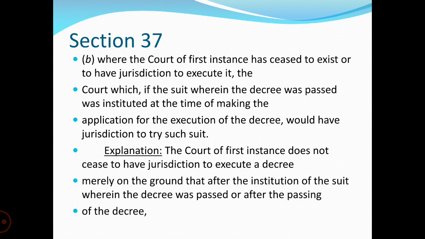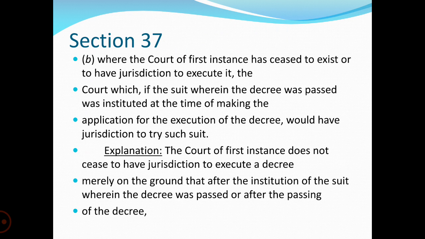Explanation is given as: the court of first instance does not cease to have jurisdiction to execute a decree merely on the ground that after the institution of the suit, where the decree was passed, or after the passing of the decree, any area has been transferred from the jurisdiction of that court to the jurisdiction of any other court. But in every other case, such other court shall have the jurisdiction to execute the decree.